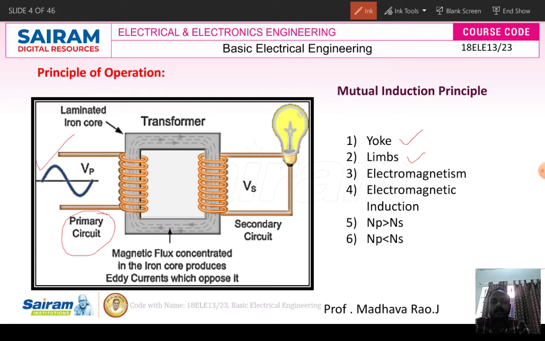Then current will flow in the primary winding. Due to the current flowing in the primary winding, magnetic flux will be produced. You can observe these lines in the core. The magnetic flux will be produced and will automatically link the primary winding to the secondary winding.